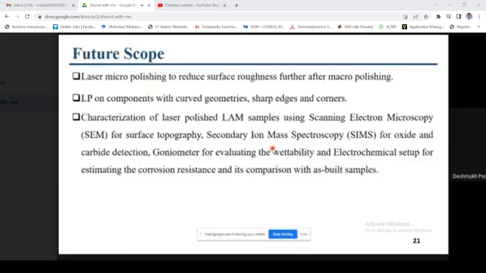Further, detailed characterization can be carried out using SEM for surface topography, SIMS for oxide and carbide detection, and a goniometer for evaluating whether the surface is hydrophobic or not, that is, wettability studies. Then we can use an electrochemical setup for corrosion resistance studies.